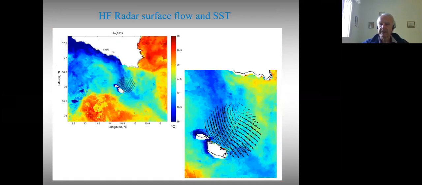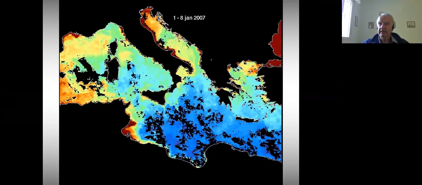Here is a similar thing, just to give you an idea. Here we can see some evolution of thermal structure in the Mediterranean, just to illustrate to you the composite satellite images. Here is the satellite image composite, as I told you. In order to obtain as much information as possible, we have to do the composite satellite images.